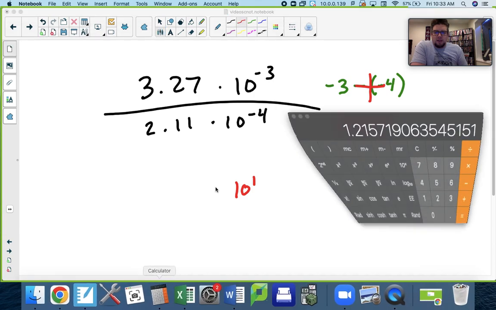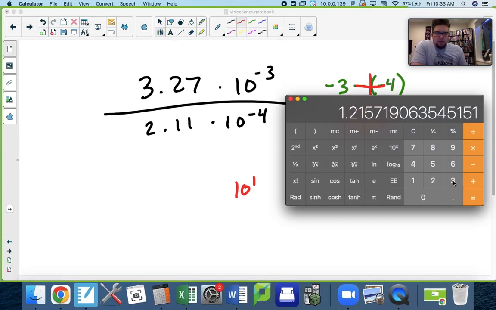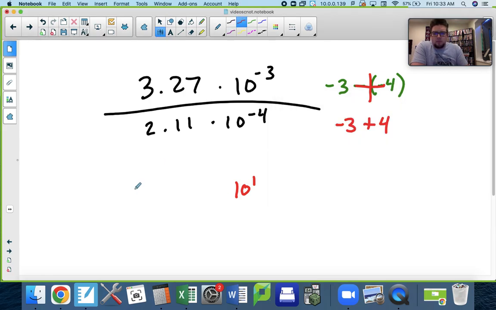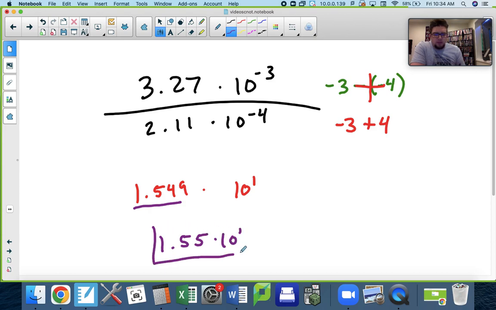Now we're just going to divide our numbers. So if I bring my calculator back up, I've got 3.27 divided by 2.11. We get this long string of decimals. So I'm going to keep these, 1, 5, 4, 9. 1.549. We check for scientific notation. We have that one digit to the left, so we're good there. Now we're just going to round to 2 decimal places. The 9 rounds the 4 up to a 5. And there's our final answer.